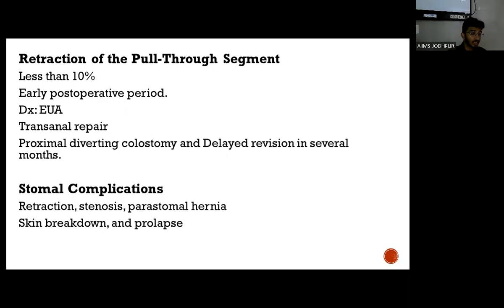The other short-term complication associated is the retraction of the pull-through segment. We come across this in less than 10% of cases, and it usually occurs in the early post-operative period. The main diagnosis is through examination under anesthesia. If it is a minimal retraction, it can be repaired through transanal repair. Otherwise, a proximal diverting colostomy and a delayed revision after several months may be required. The stomal complications are as common as in any surgery, like retraction, stenosis, parastomal hernia, skin breakdown, and prolapse.